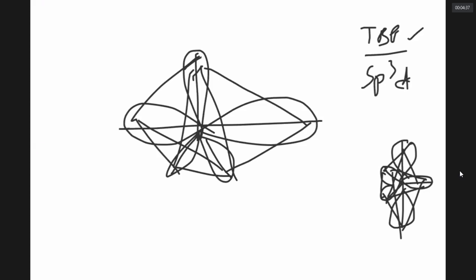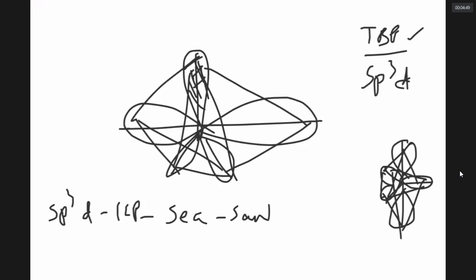Suppose one is a lone pair: seesaw shape, sp3d with one lone pair. Suppose 2 are lone pairs: T shape. If 3 are lone pairs: linear shape.